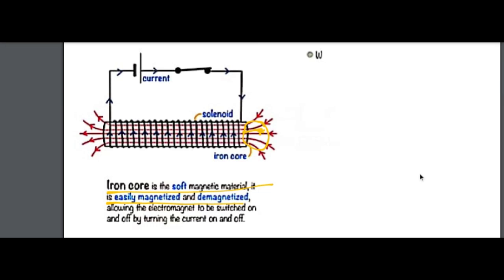Magnetic field forms around the electromagnet. When it's switched off, the field disappears. Changing the direction of current also changes the direction of magnetic field.